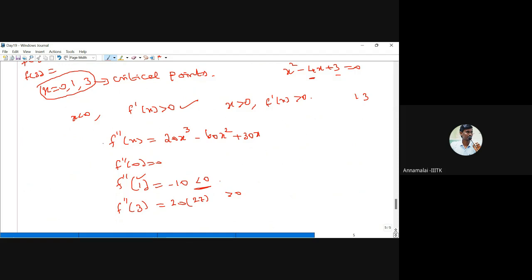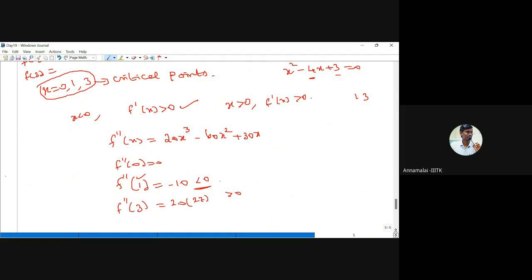So first you have to take the first derivative, and then take it equal to 0 and find the critical point, and then you have to find the second derivative. You have to substitute the critical point in the second derivative. Suppose the second derivative is negative, that point is the maximum point. If the second derivative is positive, that point is the minimum point. So that is the theory.